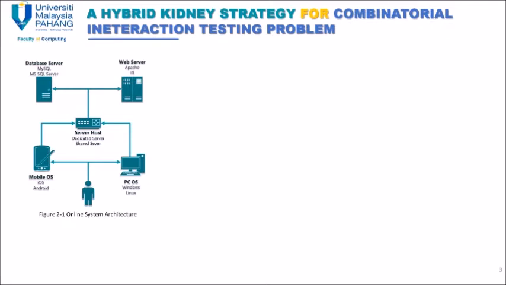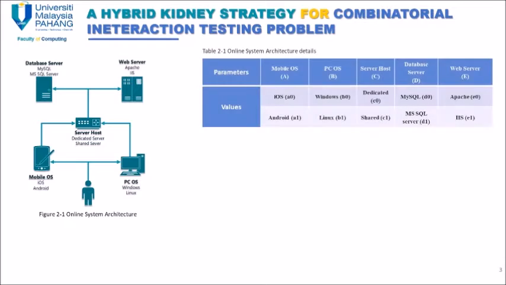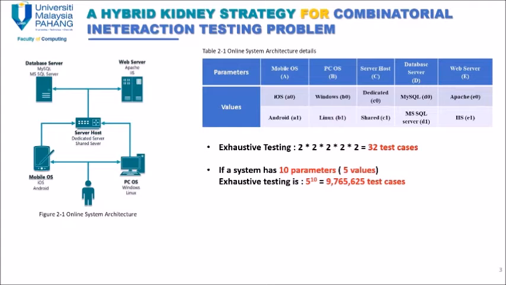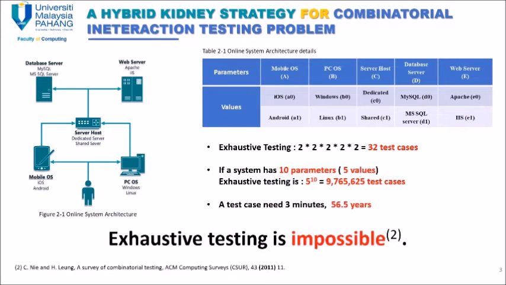For example, if you have a system that consists of five parameters, each parameter has two values. If you want to test all the system's inputs, here we will have 32 test cases. If we have a system that consists of 10 inputs or parameters, and each of these inputs has 5 values, the total test cases that need to be executed to make sure that we test every part in this combination is 9 million test cases. If each test case requires 3 minutes, it needs more than 50 years to complete the testing task, which is impossible.